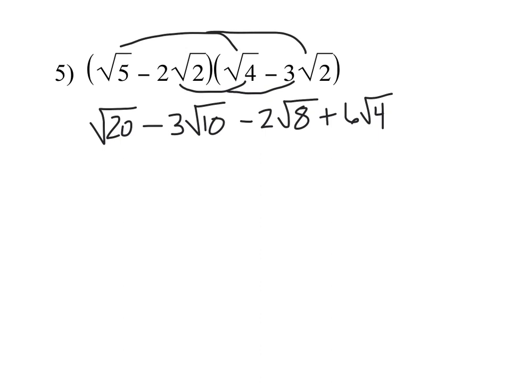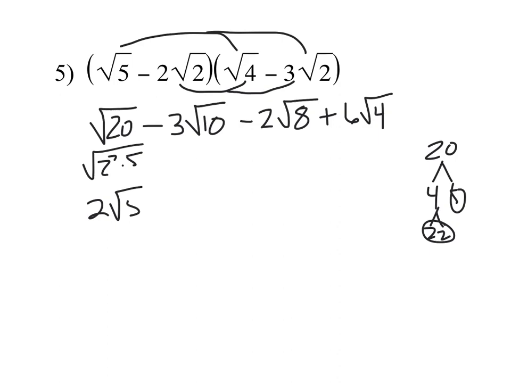Okay, so now I've got some things to break down here. Let's start with 20 again. 20 is 4 and 5, and 2 and 2. So I have a pair of 2s, and this is going to be the square root of 2 squared times 5, or 2 square root of 5. Okay, 10 breaks down into 2 and 5. I can't do anything with the 10 because there's no pairs.